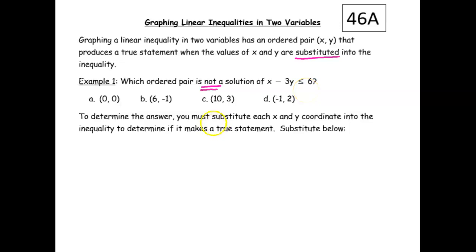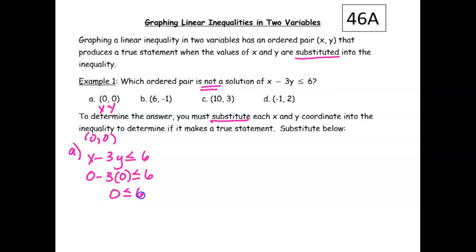All you have to do is substitute each x and y coordinate into the inequality to determine if it makes a true statement. So if we took A, which is (0, 0), we plug it into x minus 3y is less than or equal to 6. Wherever I see the x, I'm going to put a 0, and where I see the y, I'm going to put a 0. Is that less than or equal to 6? So 0 minus 0 is 0. Is 0 less than or equal to 6? Yes, that is. So it is a true statement, so that one is a solution.